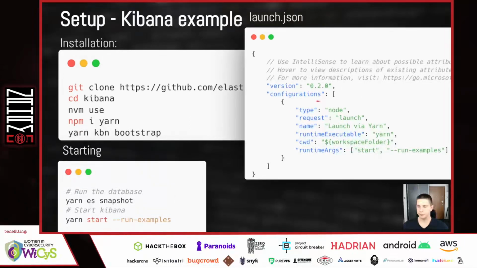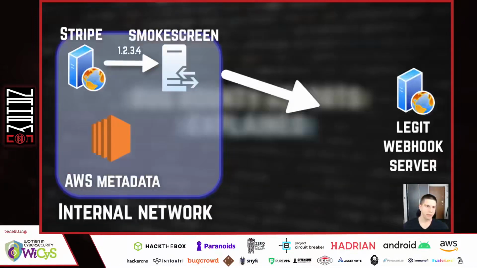So this is the file. Everything apart from these two lines, or this last line actually, was generated automatically by VS Code when I clicked create launch.json file. Everything that I added here is runtime arguments to just use the start command and run examples, and that's it. And right now I can just press F5 and debug this application, which is definitely not a small one.